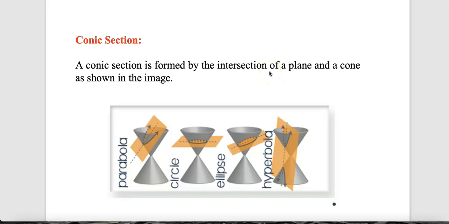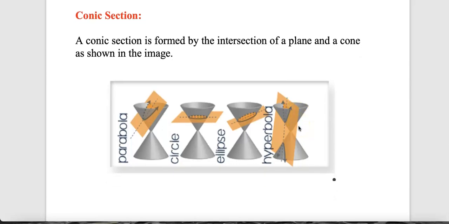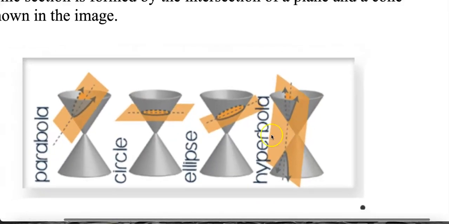Today we will learn about conic sections. A conic section is formed by the intersection of a plane and a cone. So let's look at this image over here. I will zoom in over here.